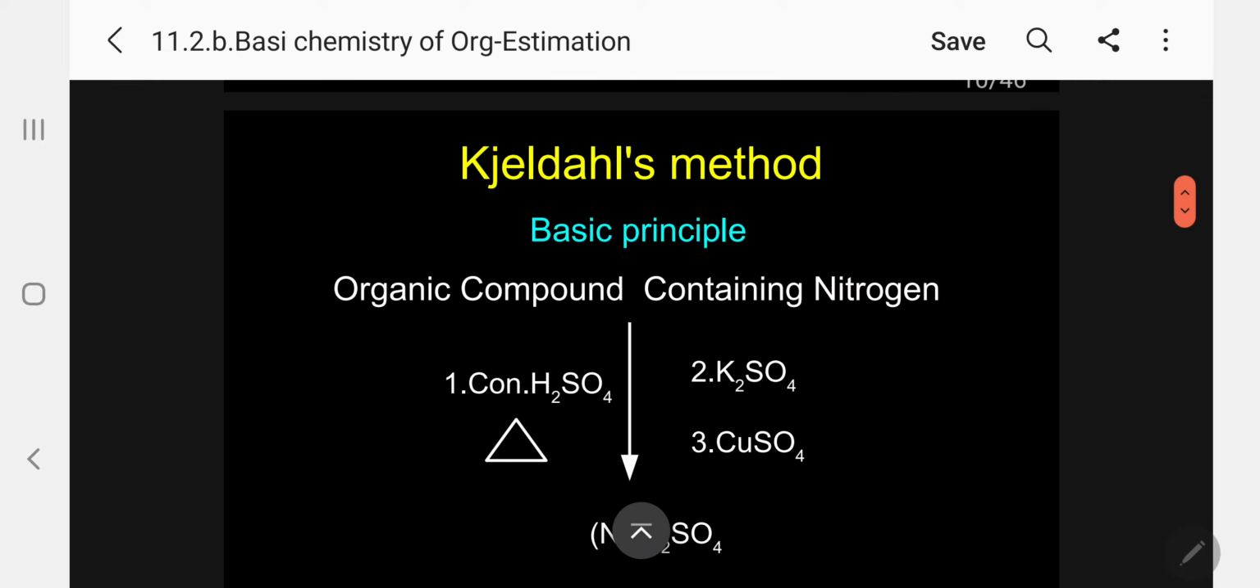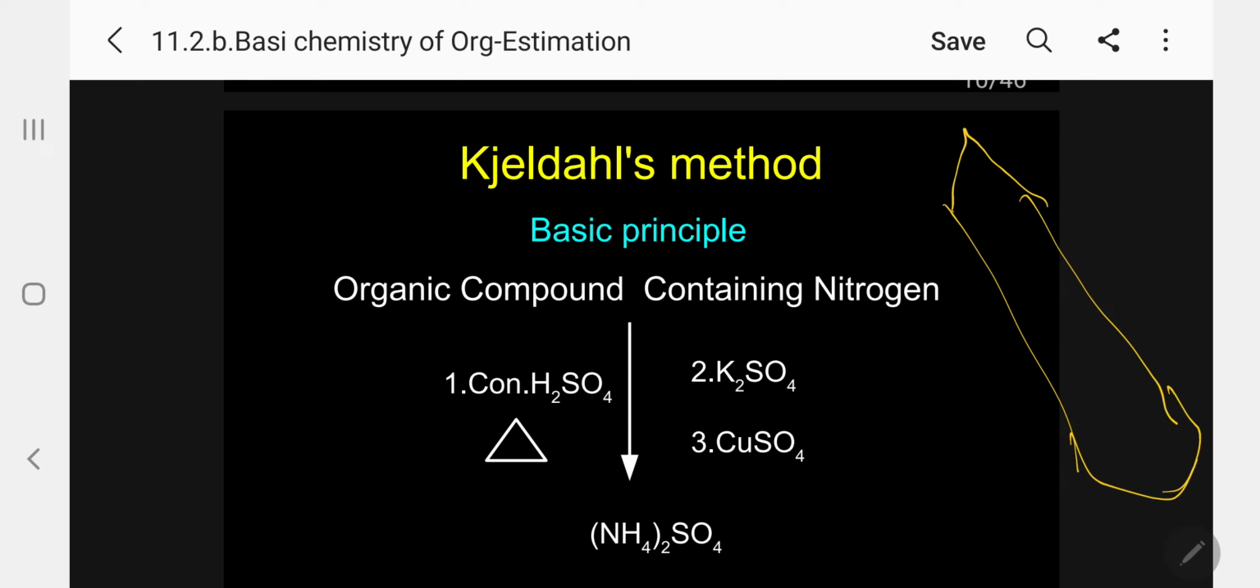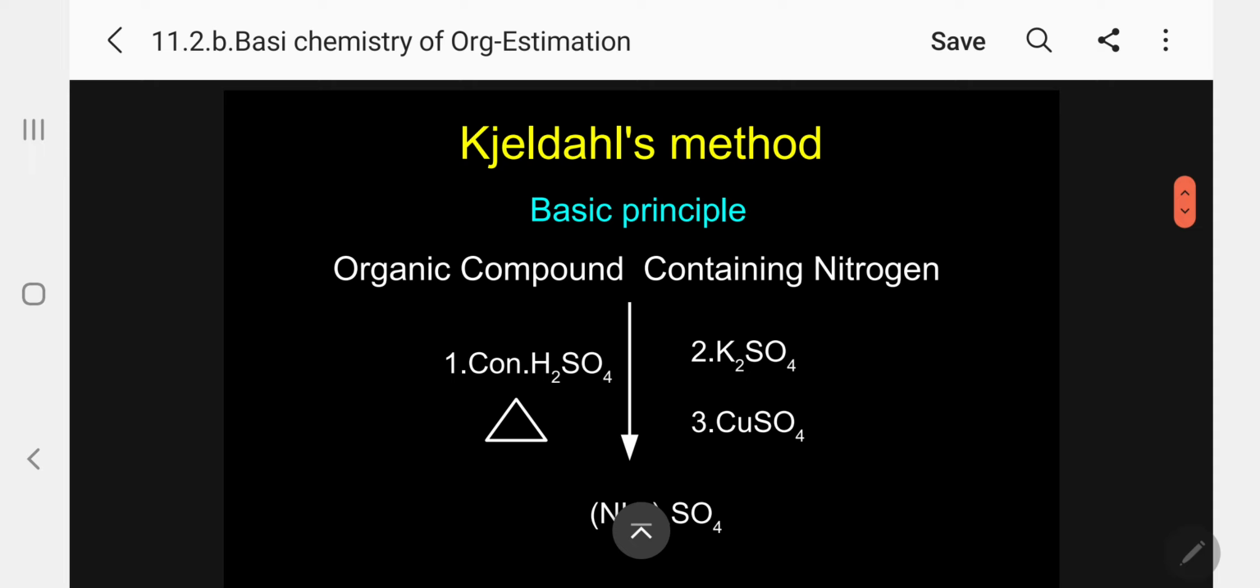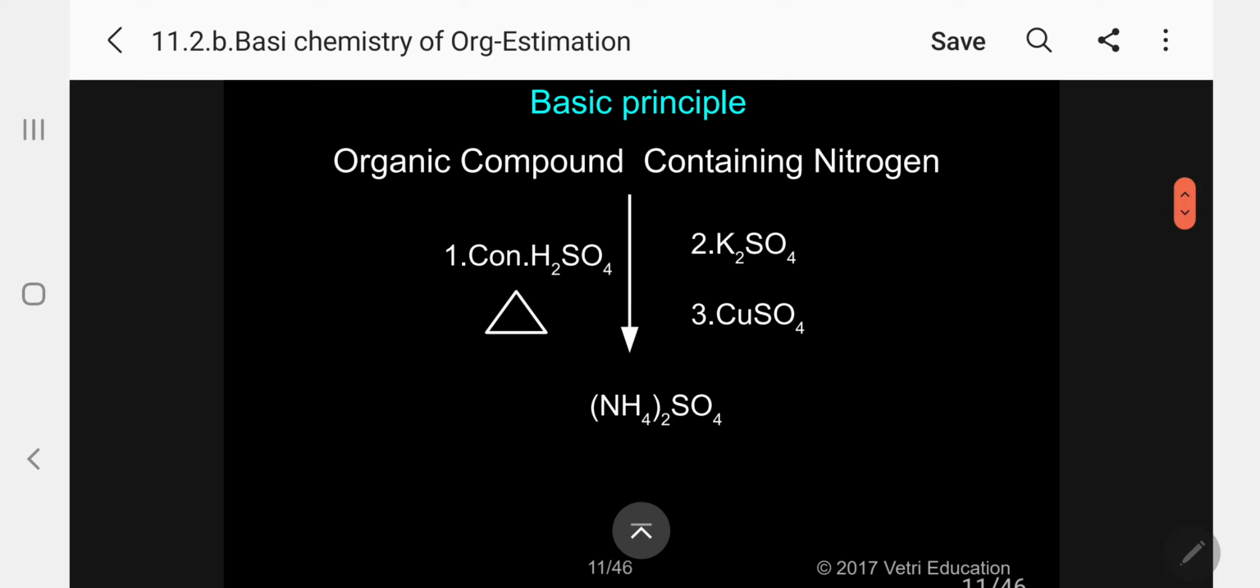So this is the basic principle. I will show you the flask later. It will be like this. This will be a Kjeldahl flask. Here, take your organic compound containing nitrogen, add concentrated sulfuric acid, potassium sulfate and copper sulfate. By heating in the Kjeldahl flask, what will happen? Your organic compound containing nitrogen is converted into ammonium sulfate.